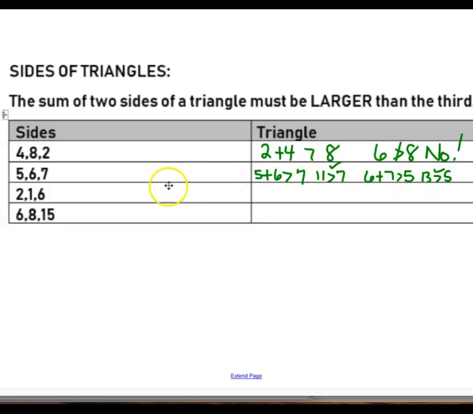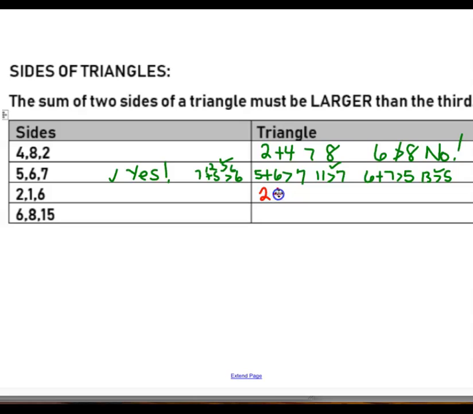And we try the last possible combination, which is 7 plus 5, which has to be greater than 6. 7 plus 5 is 12. And 12 is greater than 6. So 5, 6, and 7 form a triangle. Okay, the sum of the two sides has to always be greater than the third. So let's look at the next example, 2, 1, and 6.